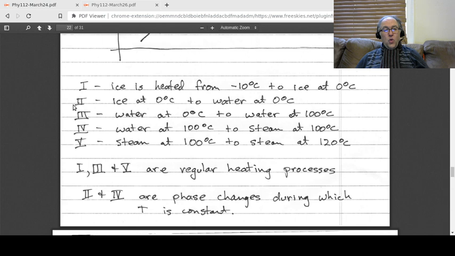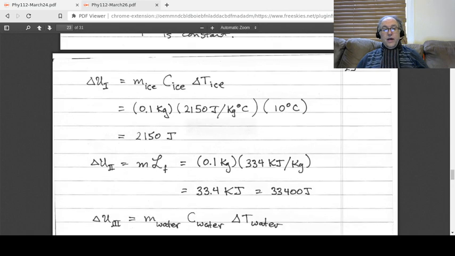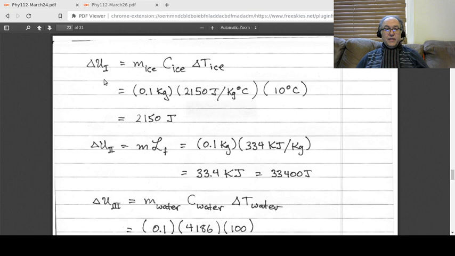So stages 1, 3, and 5, they're just the regular heating process with specific heat. But stage 2 and 4 in the diagram, those are your phase transitions. 2 is the melting, okay, and you'll use the latent heat of fusion for that one. And number 4 is the boiling, and you'll use the latent heat of vaporization for that. All right, so let's do the calculation. You just have to be careful to use the right formula at the right time.